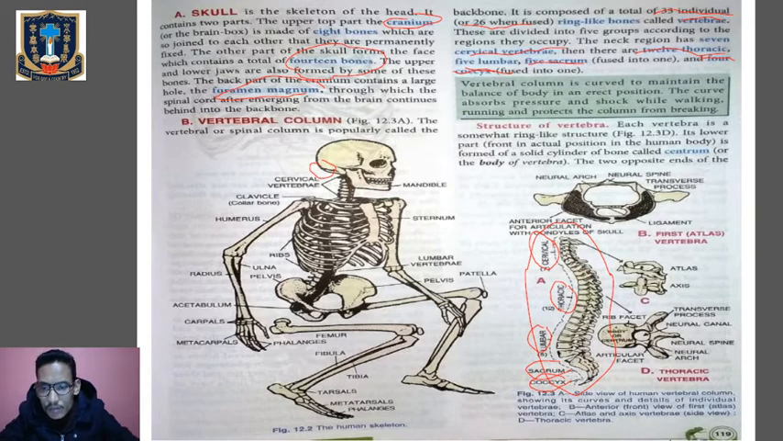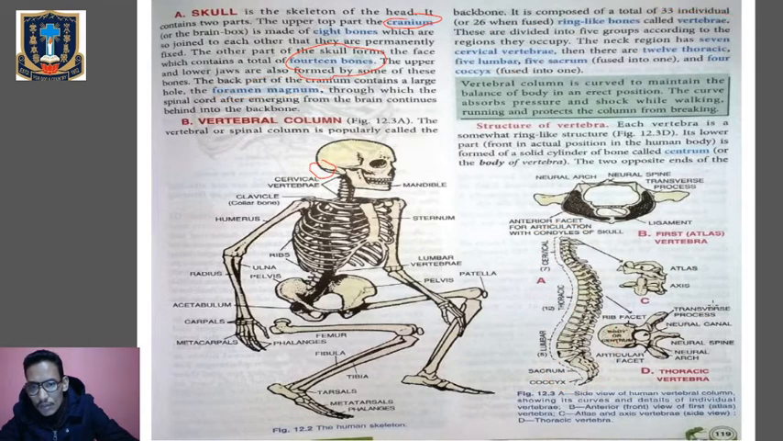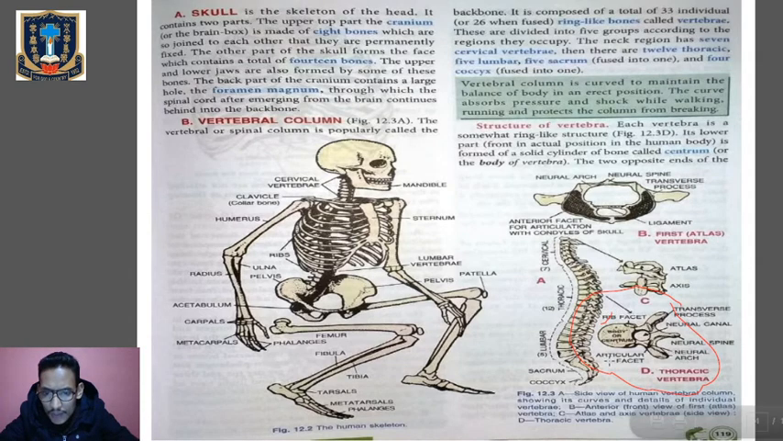So let's talk about the structure of the vertebrae now. We are going to focus on this structure. Clear? Each vertebra is a somewhat ring-like structure, and in the lower part, in this part, it has a solid cylindrical bone which is called the centrum, or the body of the vertebra.